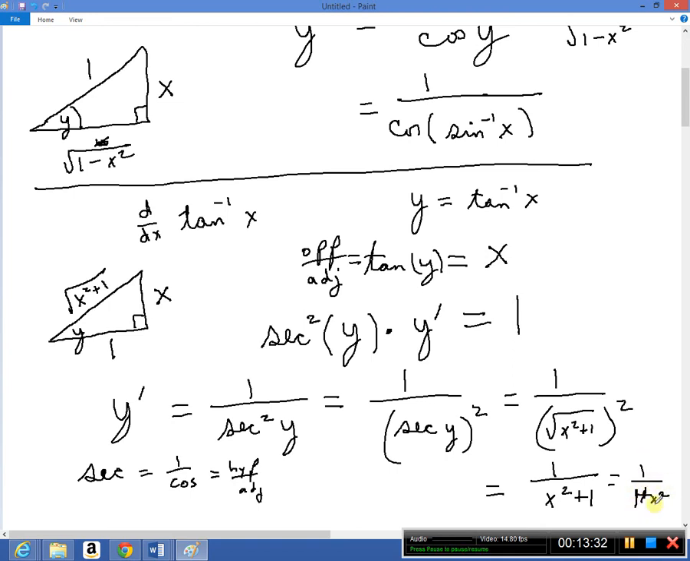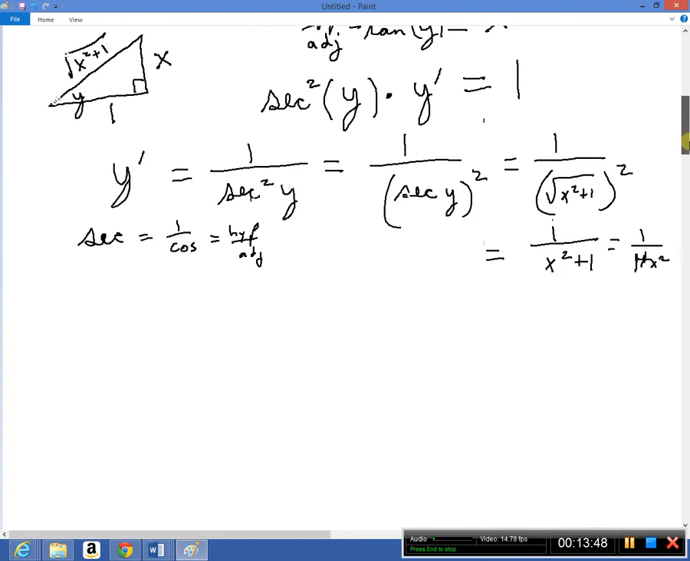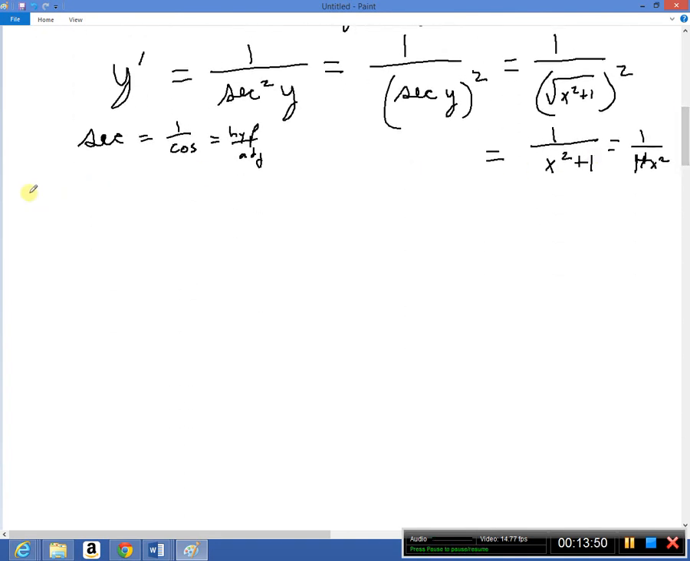One over 1 plus x squared, 1 over x squared plus 1, whichever one you prefer. But this is the derivative of the inverse tangent. Okay? Very, very important. This comes up all the time. All right, the last one I'm going to do is the derivative of the inverse secant. What is the derivative with respect to x of the inverse secant?